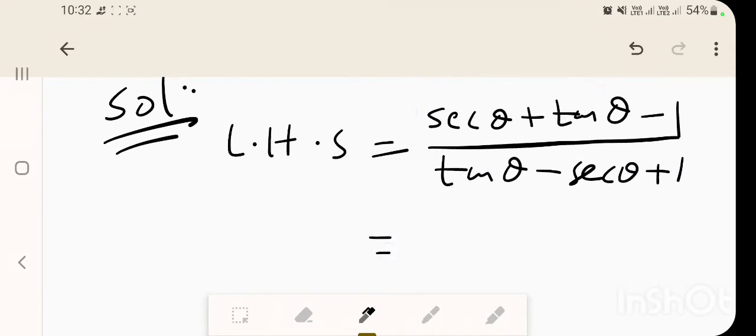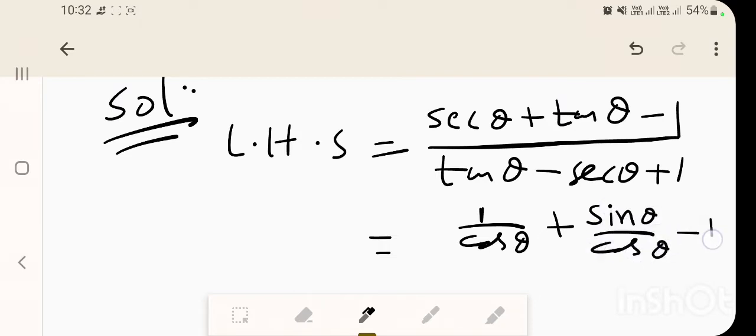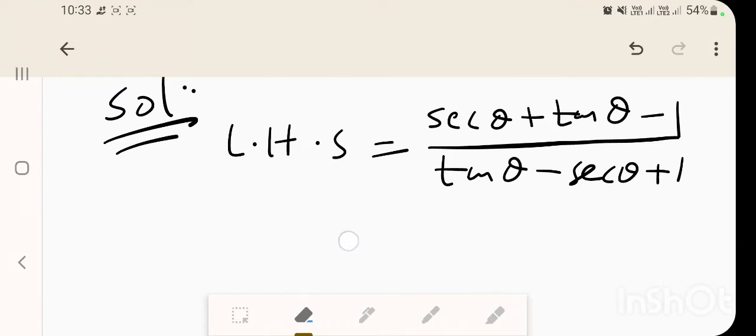Okay, so secant theta we can write as 1 by cos theta, tan theta we can write as sin theta by cos theta, minus 1. As usual we could write it this way, take the LCM, and further simplify, but this is going to be a little tricky. This way you can solve, but we can use the trigonometric identities, and using that we can very easily find the proof for this. That is how we will see.